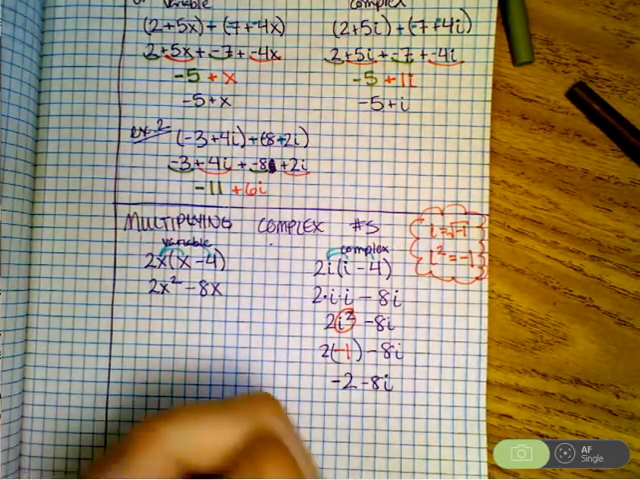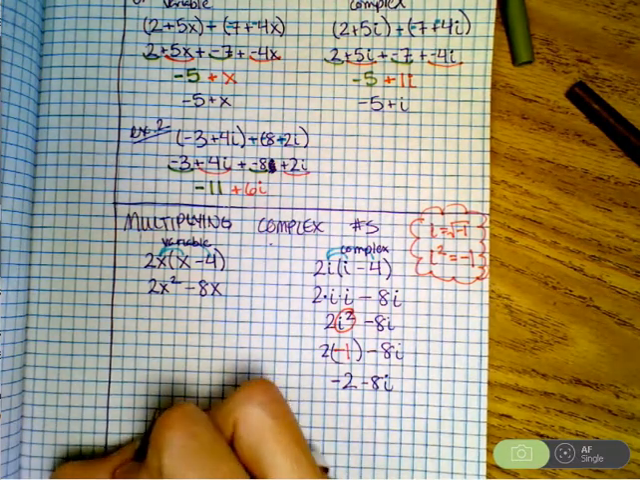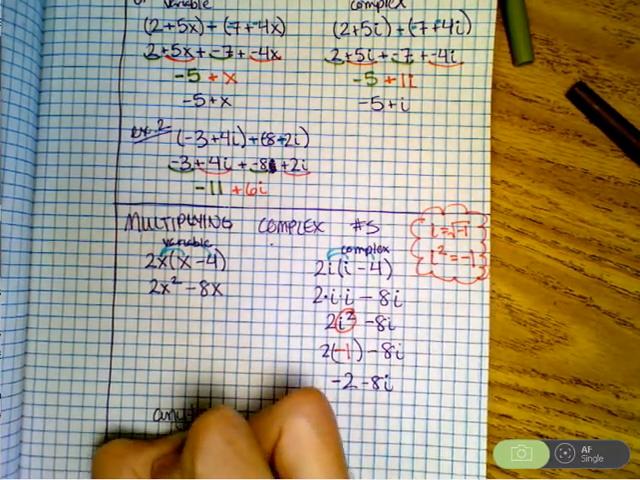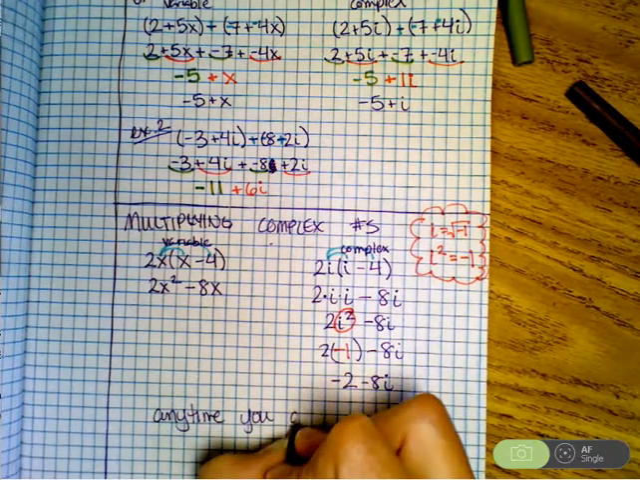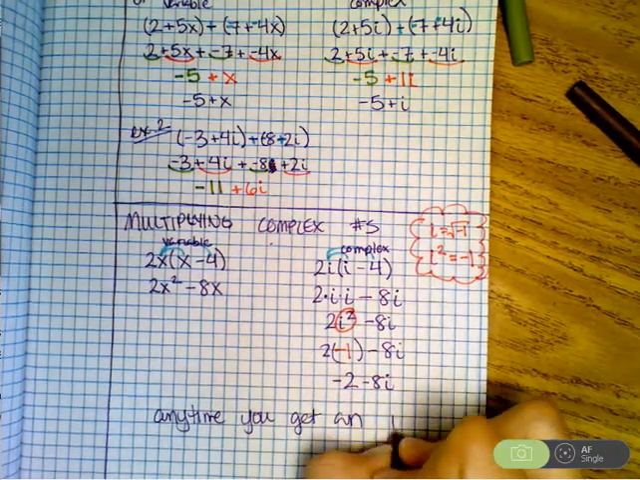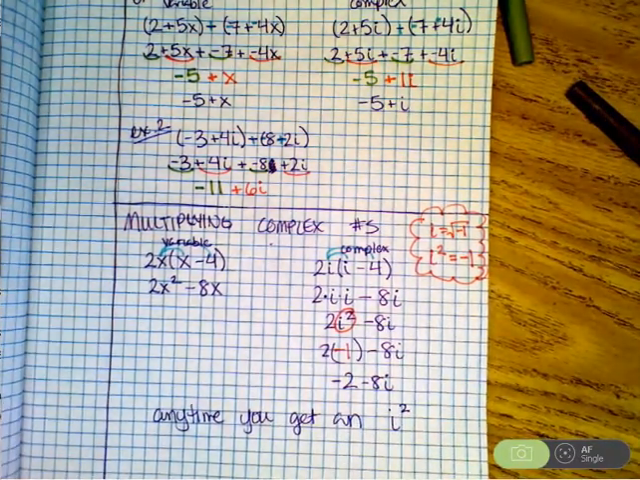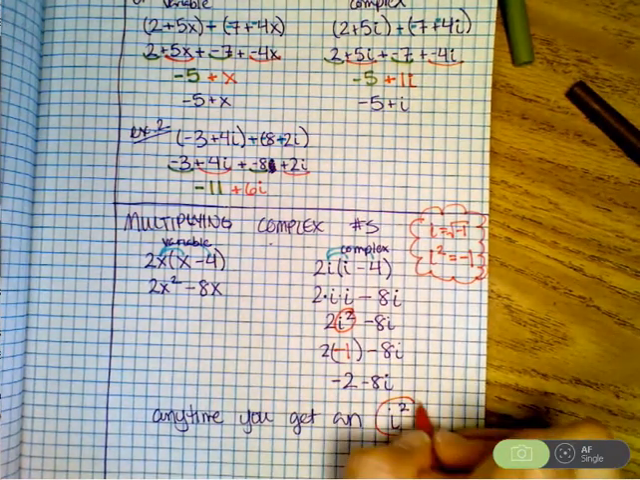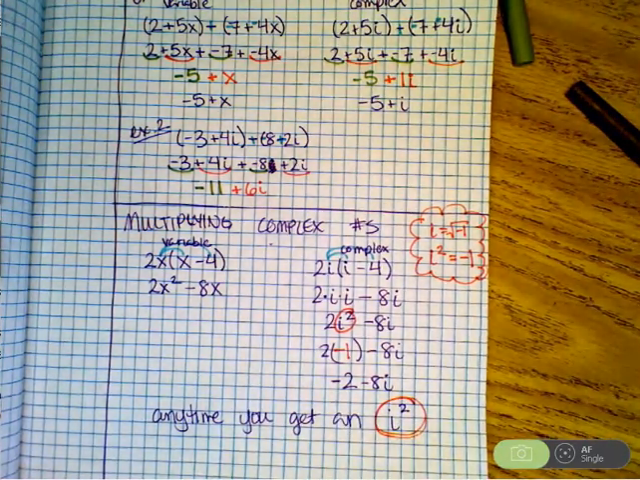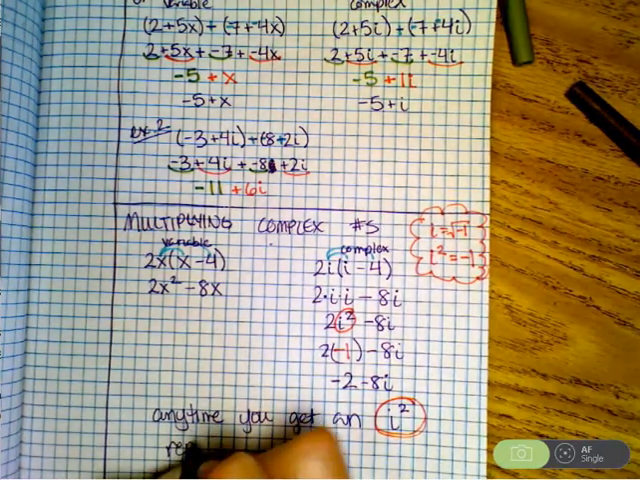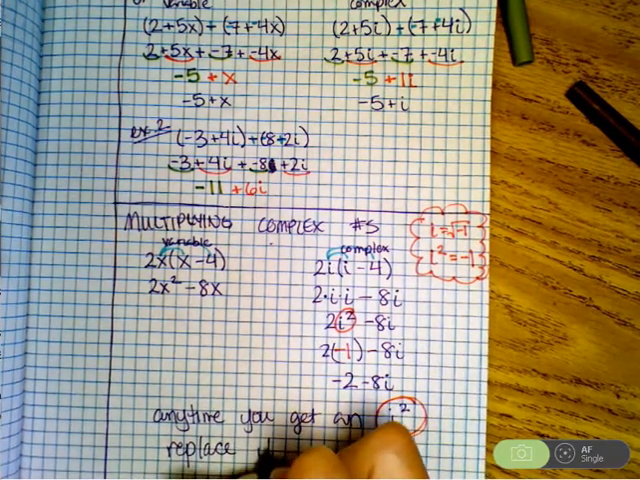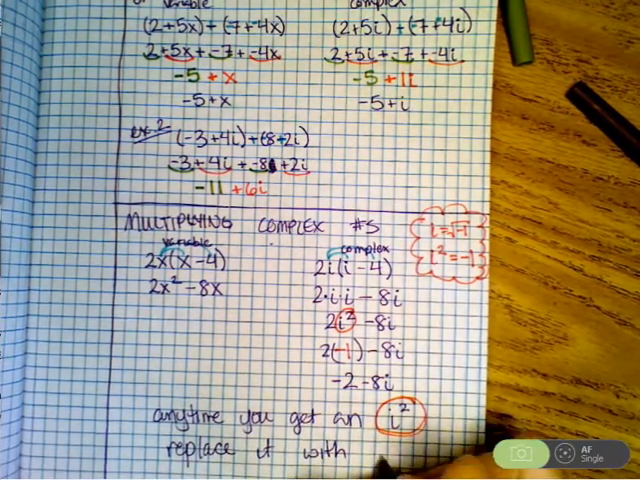So the big idea in complex numbers is anytime you get an i squared, not just an i, but an i squared, you replace it with a negative 1.